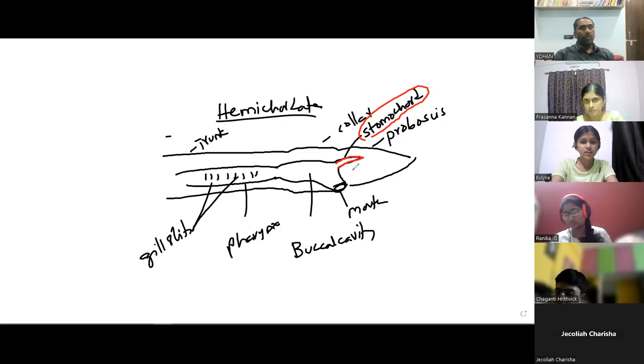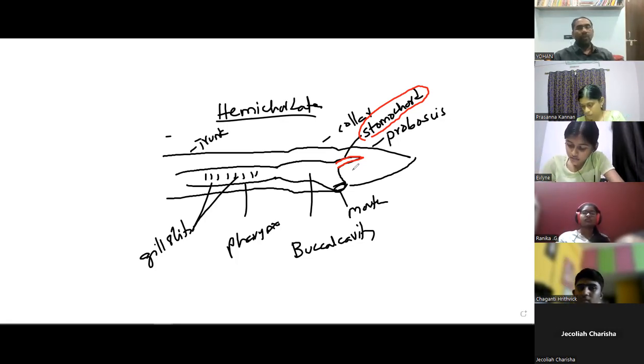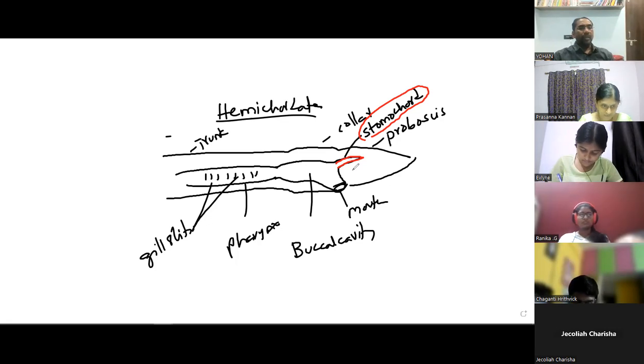Sir, so this stomochord is present in the collar region, not the proboscis? It starts from the collar region and projects in. Okay, sir. Look at that, the origin is from the collar. As they thought this is a notochord, it was placed in chordata as a separate phylum. Later on, it was clear that it is not a notochord, it is simply a projection of the buccal cavity.